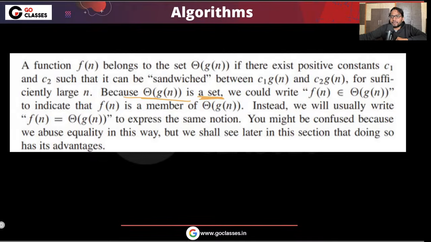We could write this to indicate fn is a member of this set. Instead we usually write this. We could have written this belong symbol, but we usually write this equal symbol.